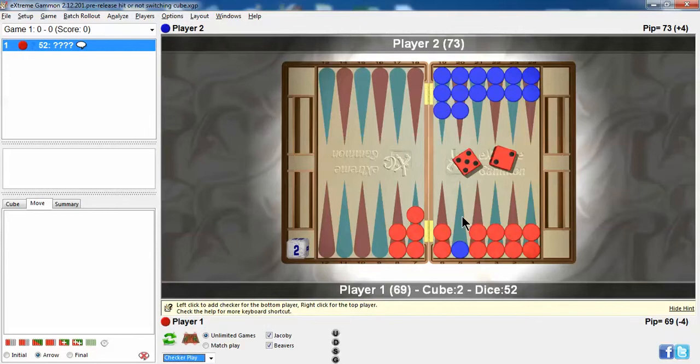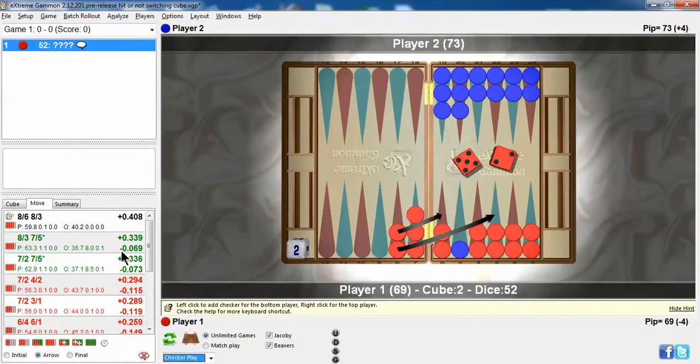If he hits, he could get hit back. Even if he doesn't get hit back, he might not be able to cover next time. He could leave a shot the second time, and it's not worth the risk of hitting. So it's better to play the race, and hitting would be a 0.069 error, roughly. We'd have to roll it out to be sure. But he's going to win the game.